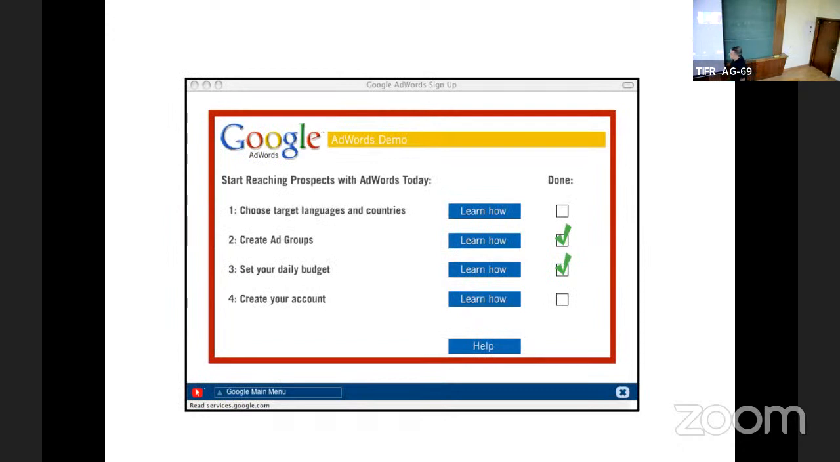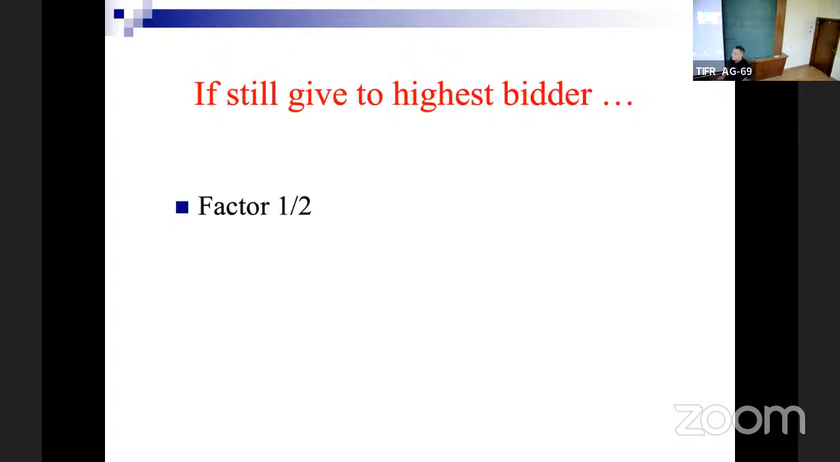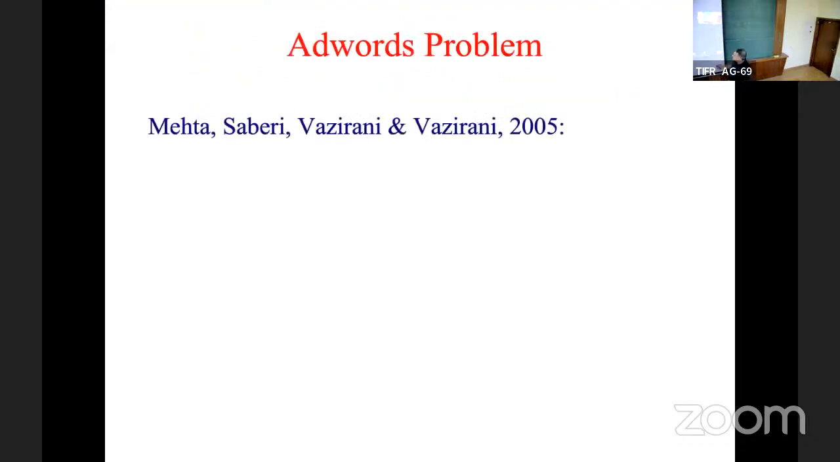When you go out and set up your keywords that you're interested in, you also declare a daily budget because you don't want to be flooded with queries and go bankrupt in a day. And that changes the whole equation, because now if you still do greedy, you'll be back to factor half in the worst case. So you have to take into consideration budgets. And this is the problem that we got.